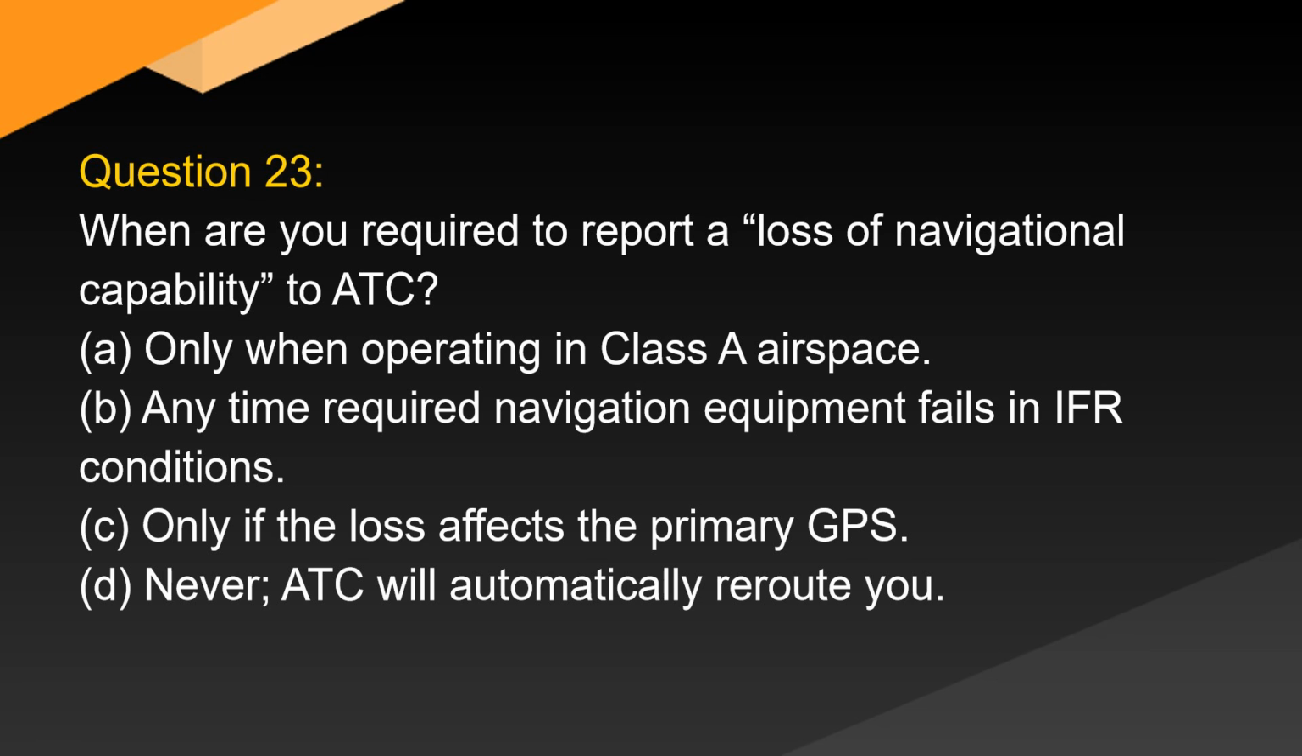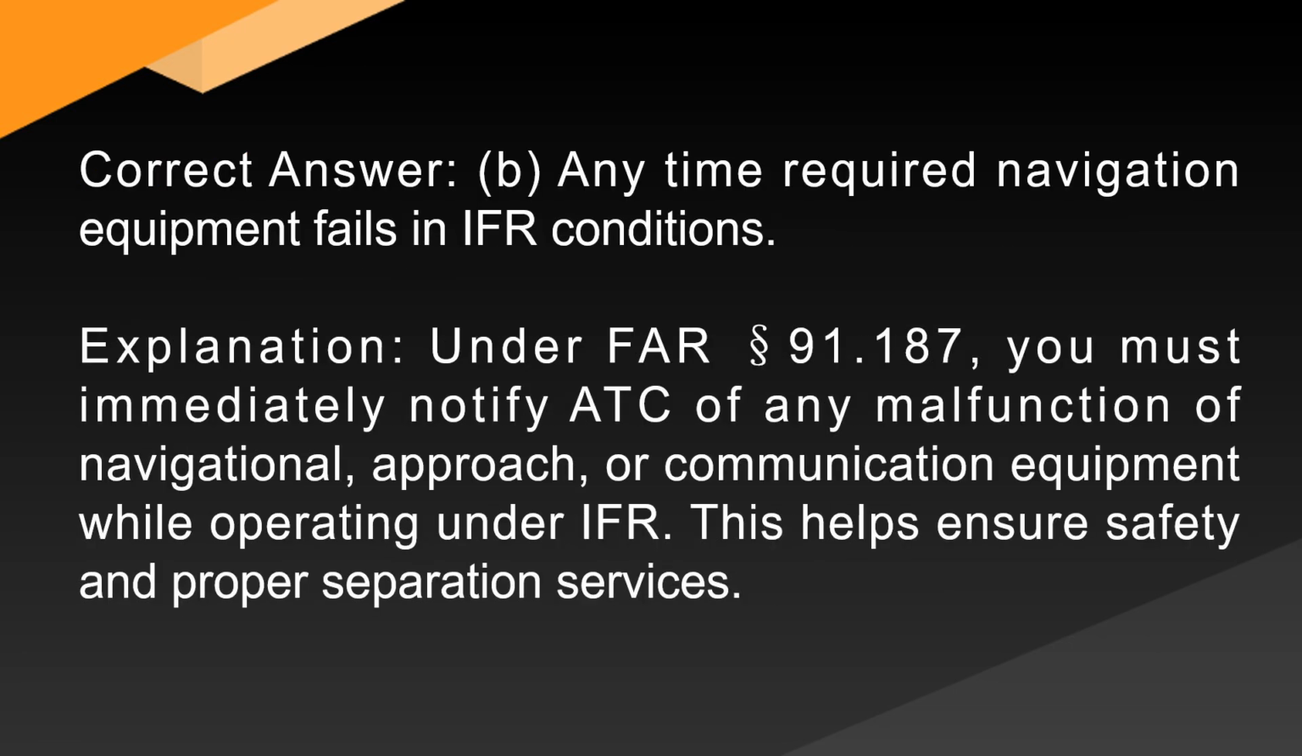Anytime required navigation equipment fails in IFR conditions. C. Only if the loss affects the primary GPS. D. Never. ATC will automatically reroute you. Correct answer: B. Anytime required navigation equipment fails in IFR conditions. Explanation: Under FAR Section 91.187, you must immediately notify ATC of any malfunction of navigational, approach, or communication equipment while operating under IFR. This helps ensure safety and proper separation services.